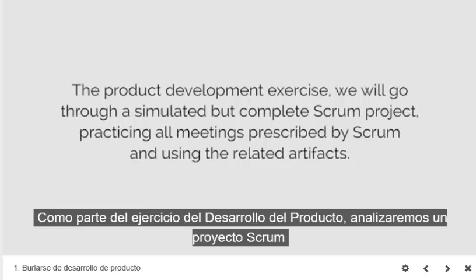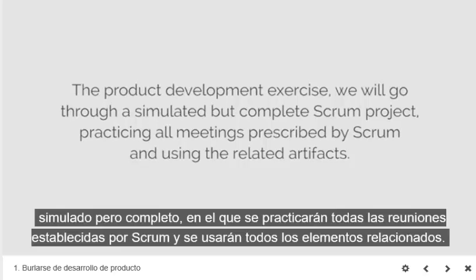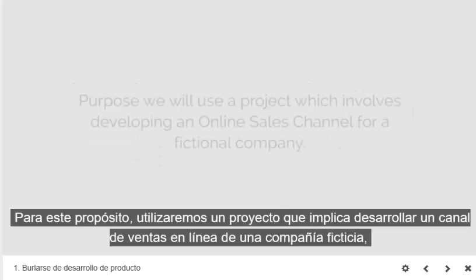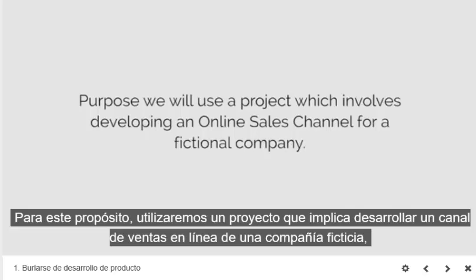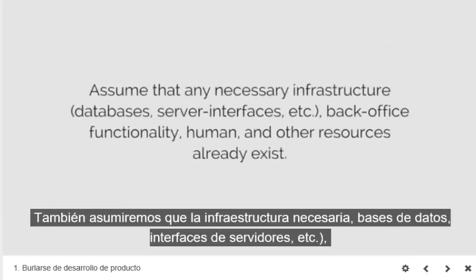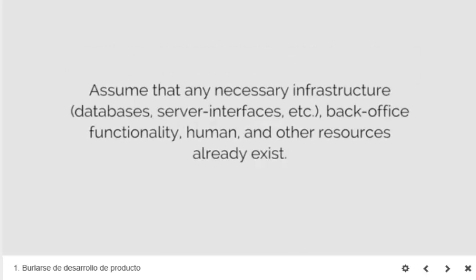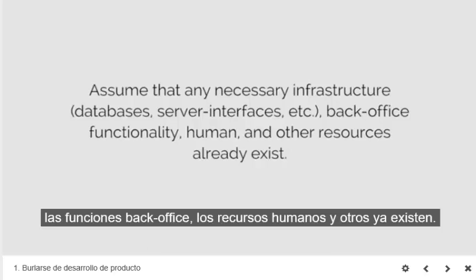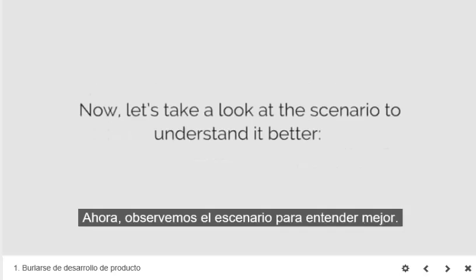We'll go through a simulated but complete Scrum project, practicing all meetings prescribed by Scrum and using the related artifacts. For this purpose, we will use a project which involves developing an online sales channel for a fictional company. And for practical purposes, we will focus solely on the web pages needed for the online sales channel and assume that any necessary infrastructure, databases, server interfaces, etc., back office functionality, human and other resources already exist. Now let's take a look at the scenario to understand it better.